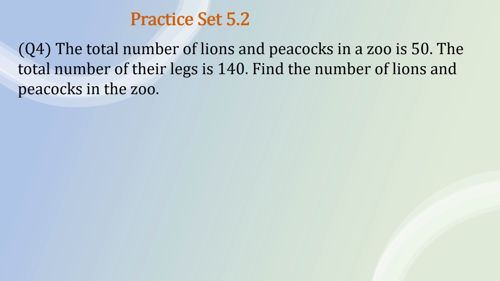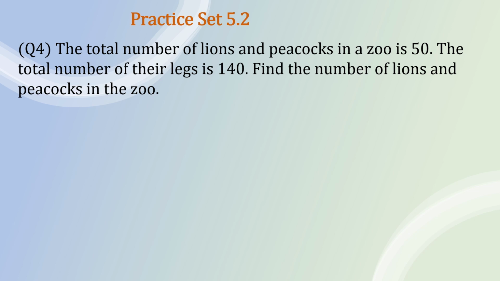Question number 4. What is given, students? The total number of lions and peacocks in a zoo is 50. The total number of their legs is 140. Find the number of lions and peacocks in the zoo.